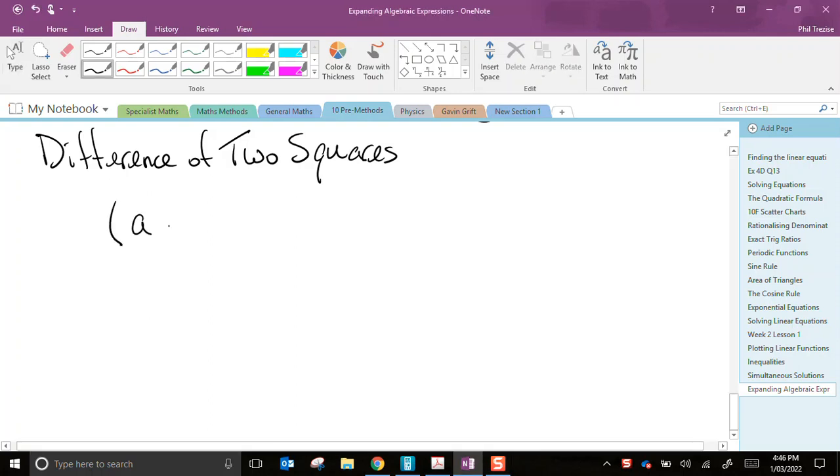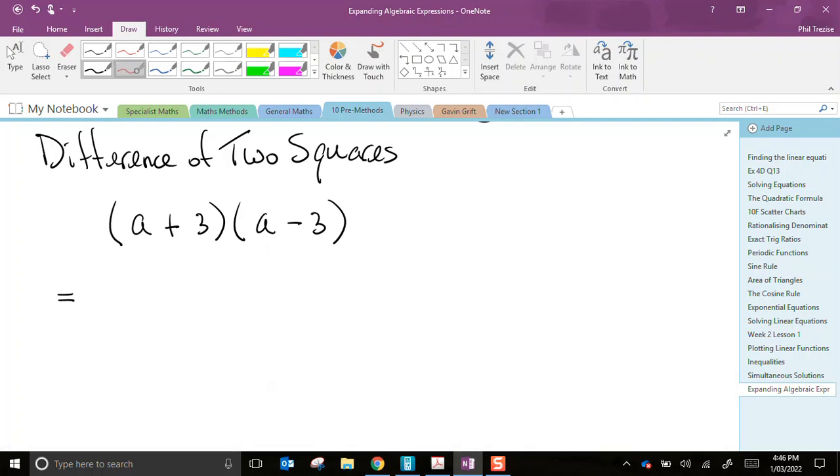I have a plus 3 multiplied by a minus 3. Now, it's not a perfect square, they're not identical, they're very similar. The first binomial term has addition and the second binomial term has subtraction. So apart from that, they're very, very close. So we can't use a perfect square system, but we could use our normal old distributive law.